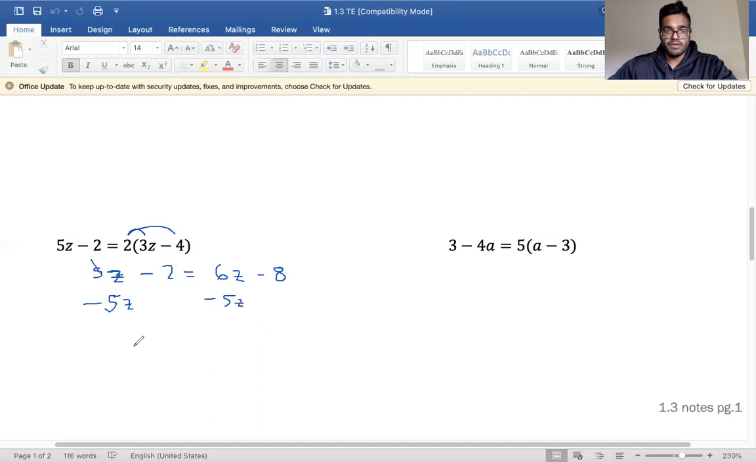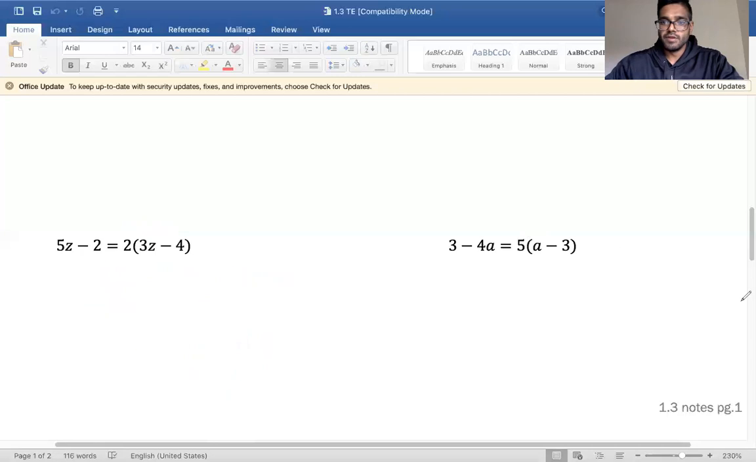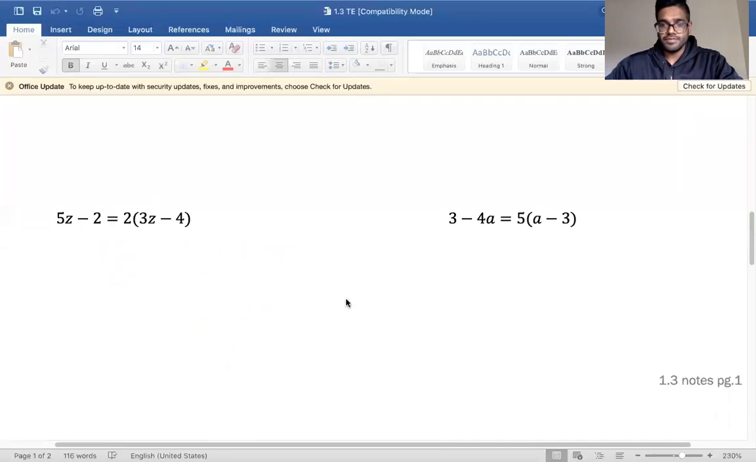Okay, these cancel out over here, so I'm left with -2 equals 6z minus 5z is just 1z, or just a z, minus 8. Okay, now I'm just trying to get z alone, add 8 on both sides. And I get z equals 6. But again, your ultimate goal is just to get the variables on one side, everything else on the other.